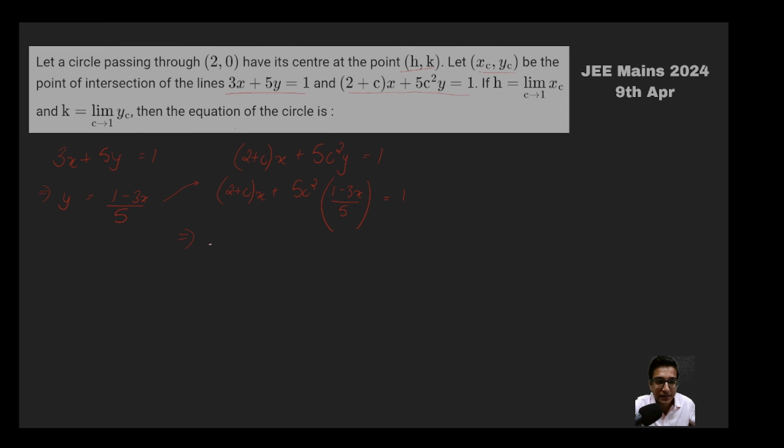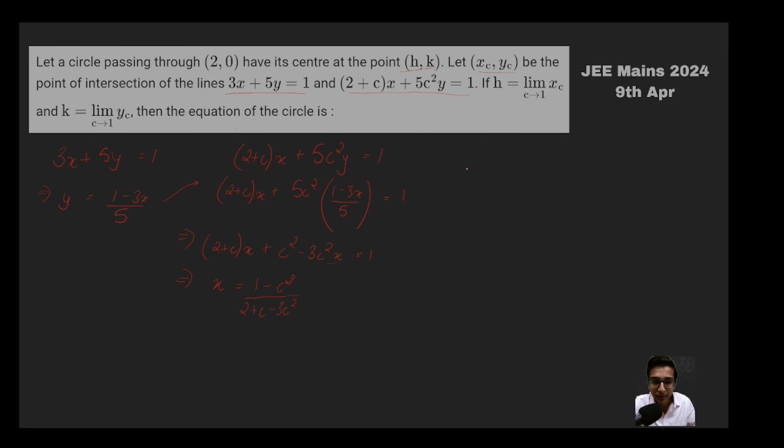So 5 and 5 can get cancelled. 2 plus cx plus c square minus 3c square x is equal to 1. From here what are we ultimately getting? Our value of x would become 1 minus c square upon 2 plus c minus 3c square. Yes, we can of course take x common from these terms, and what are we going to get after taking common inside the bracket? 2 plus c minus 3c square. We've taken our 1 minus c square on the other side, so we've gotten our x to be this.